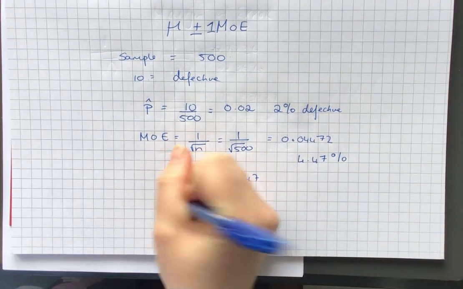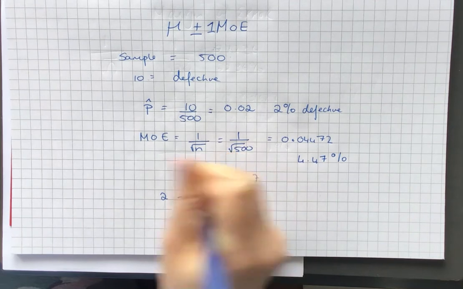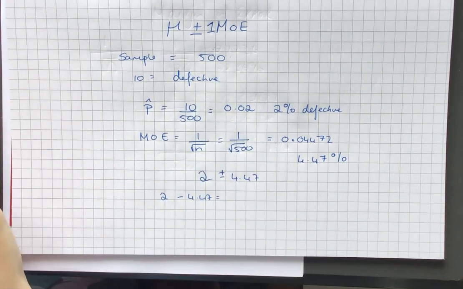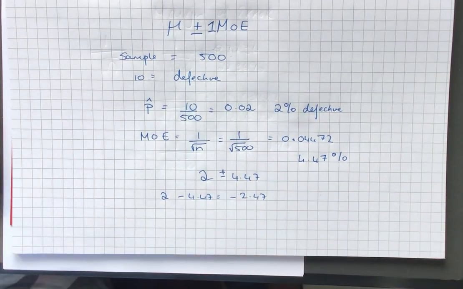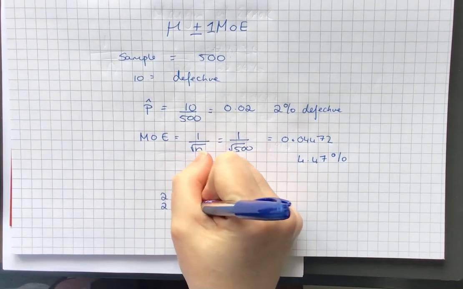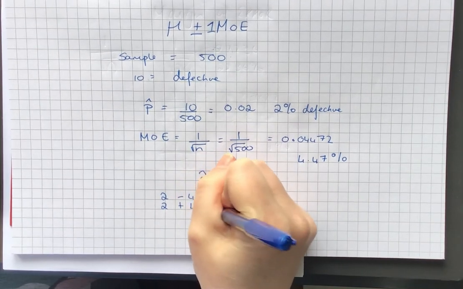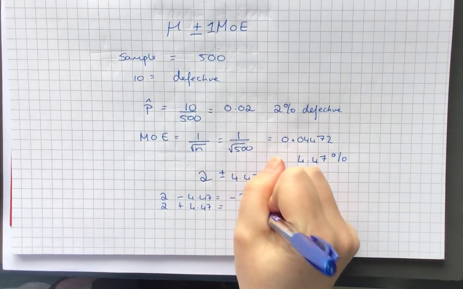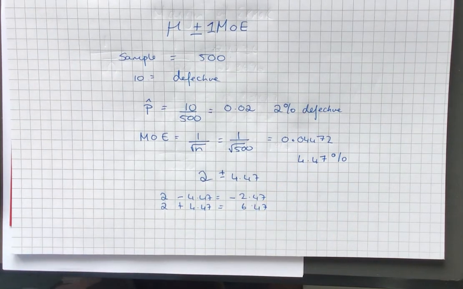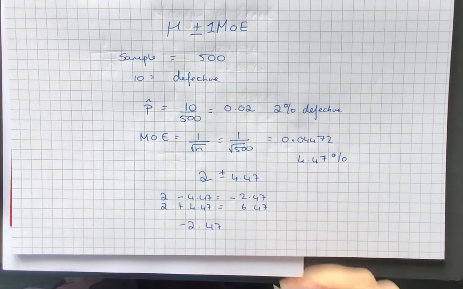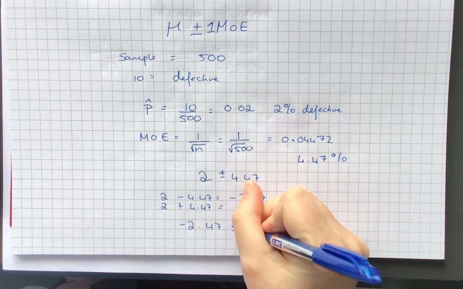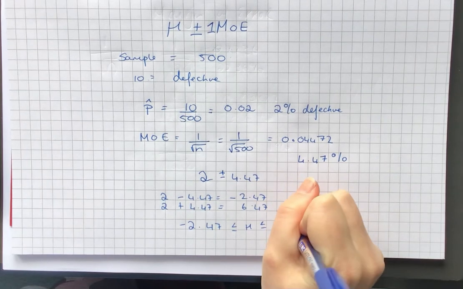Okay, so 2 minus 4.47 is equal to minus 2.47. Okay, 2 plus 4.47 is equal to 6.47. So your margin of error is going to be equal to minus 2.47 less than or equal to the mean, less than or equal to 6.47.